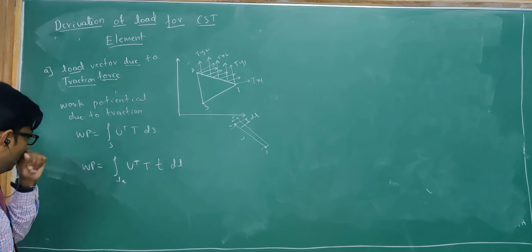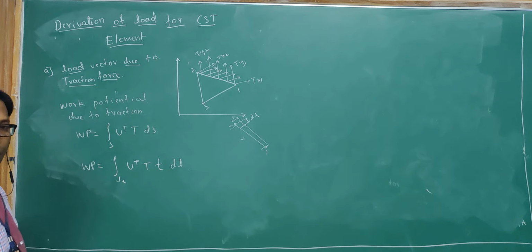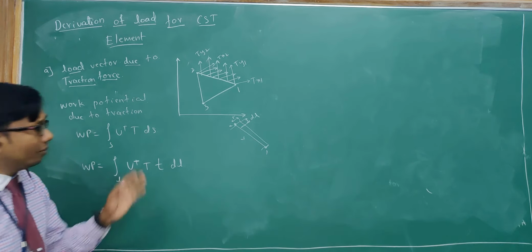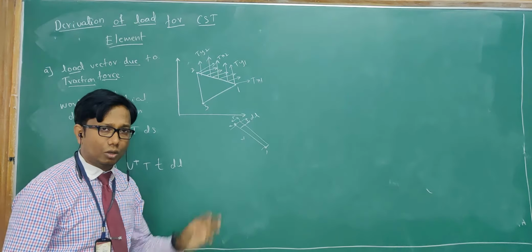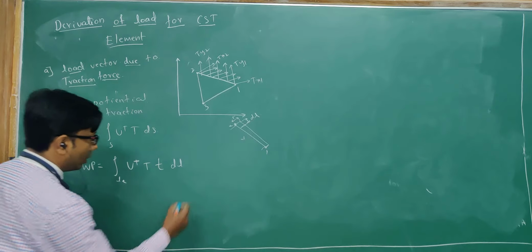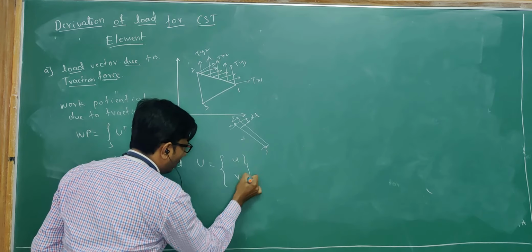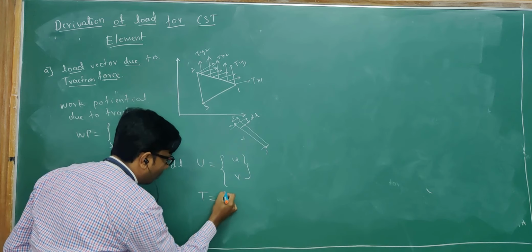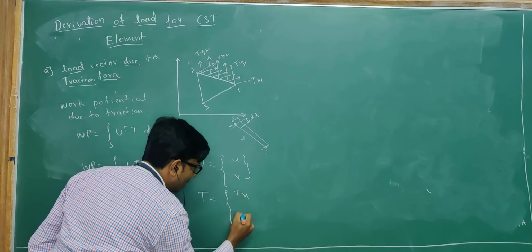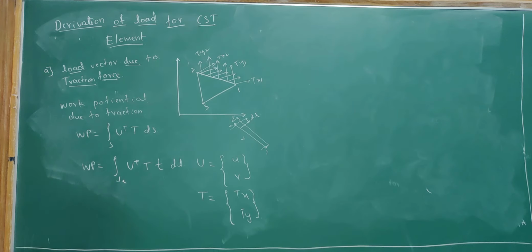Next we will see the same thing we did for the body force. The U field variable will have two components, small u and v. Similarly, traction will have the components Tx and Ty. So we will write that.